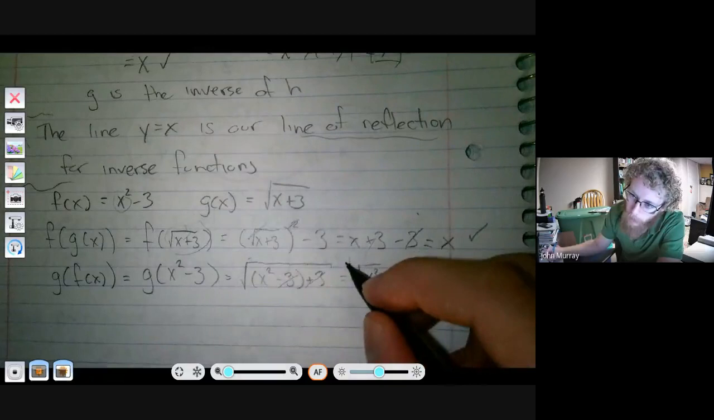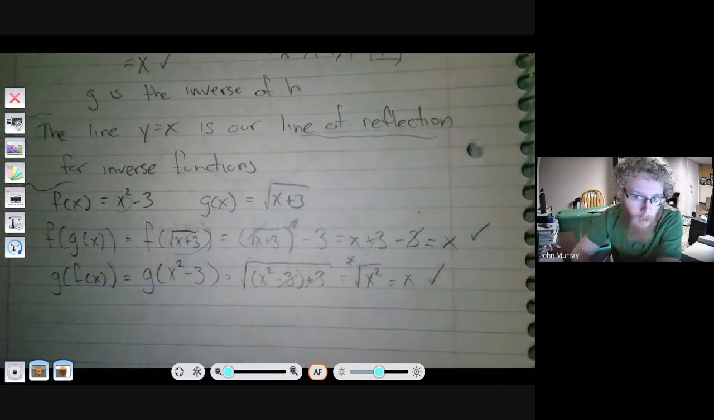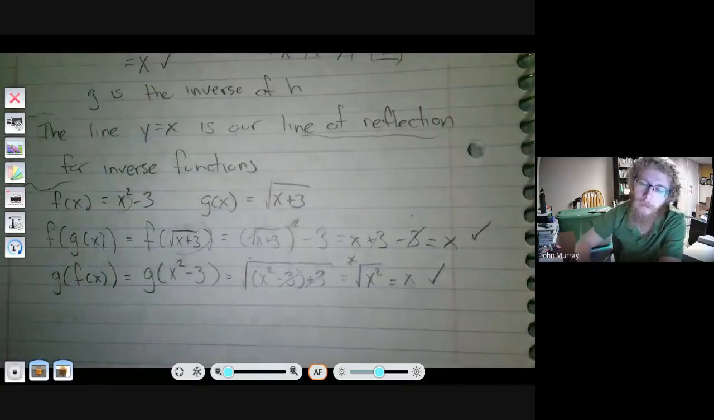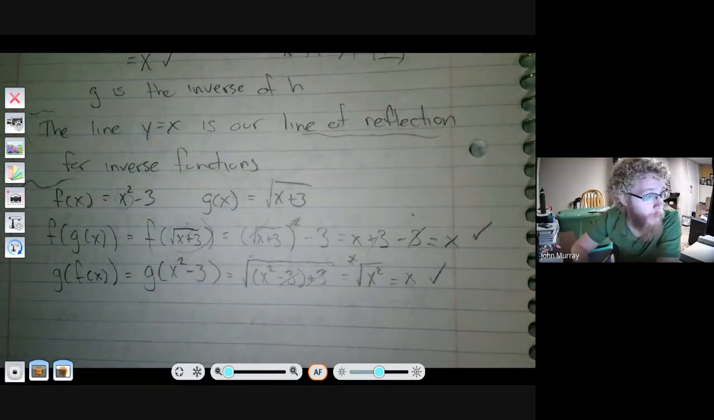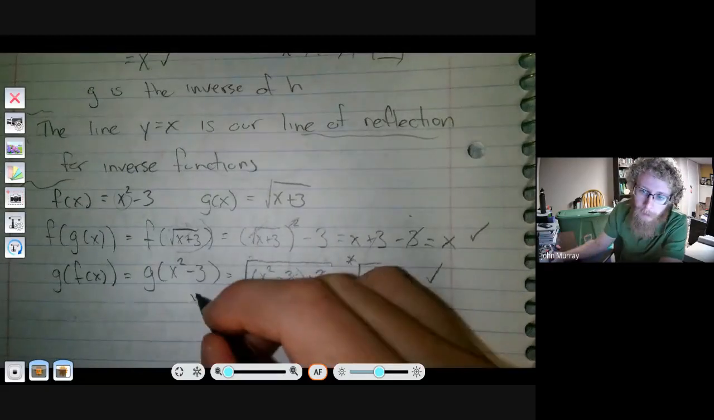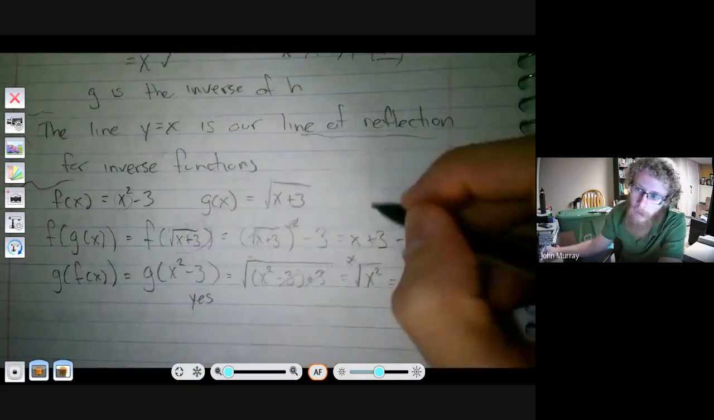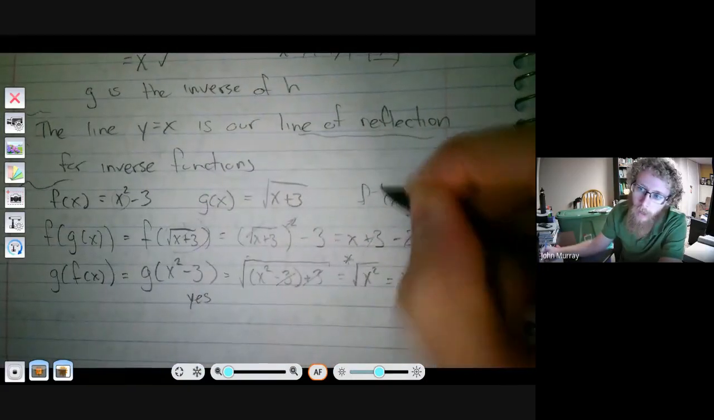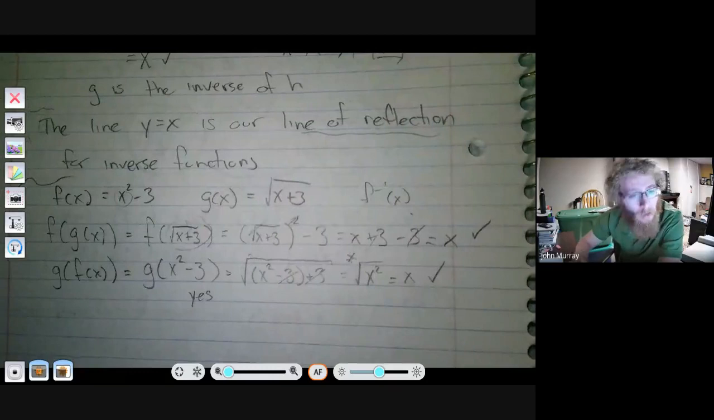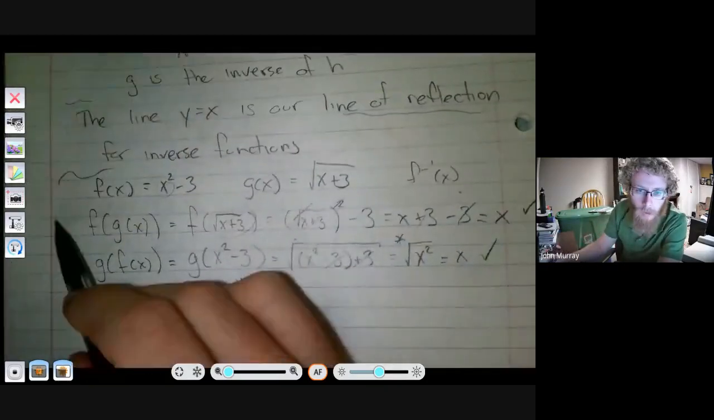I'm going to talk about this in a little bit because that gives us something interesting. But for now, that's good. So for the first one, yes, they are inverses of each other. So we can call one of these f negative 1. All right, that was number 1.